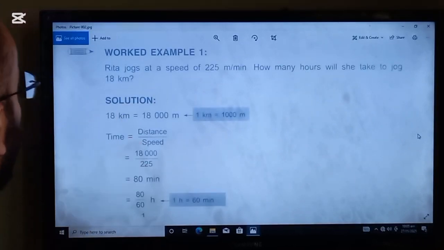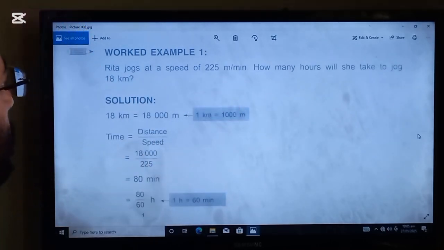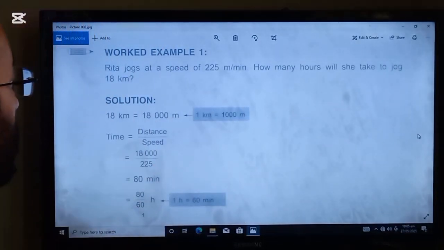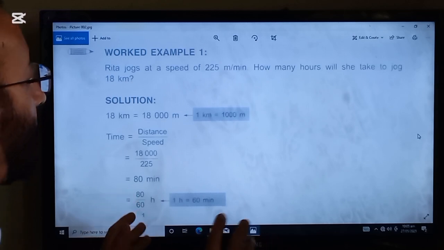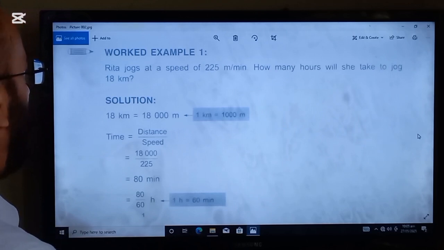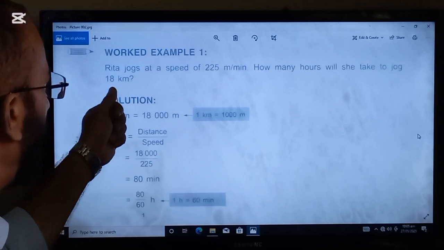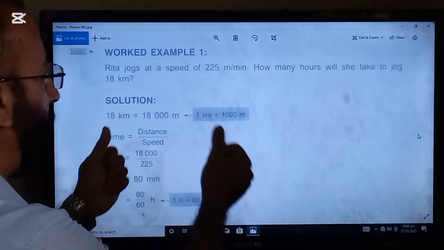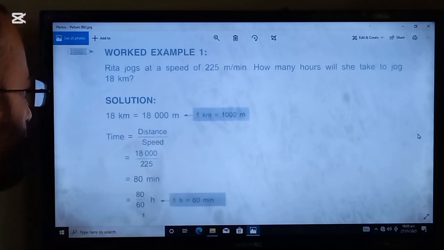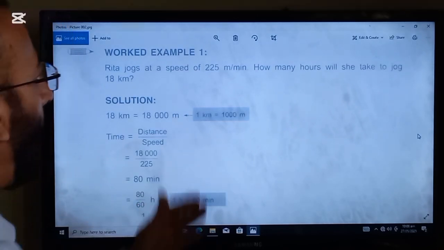Another question is here: Rita jogs at a speed of 25 meters per minute. How many hours will she take to jog 18 kilometers? This question is somewhat different because speed is given in meters per minute and distance is given in kilometers. So first we'll convert kilometers into meters so that we have the same units. So 18 kilometers will be equal to 18,000 meters, because in 1 kilometer there are 1,000 meters. So how many hours?